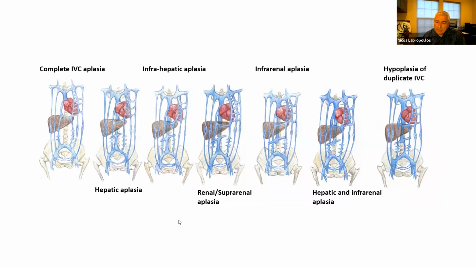Now, the vena cava can also have different anomalies. Because of the way it's formed in the embryological age, you can have aplasia in the hepatic segment, infrahepatic aplasia, infrarenal aplasia, and you also have hypoplasia of a duplicated IVC. Other anomalies we're going to see are a left-sided cava, a mega cava, or a duplicated cava.